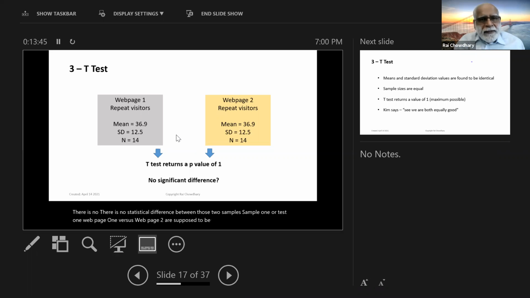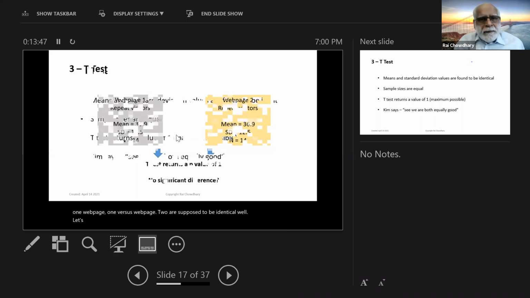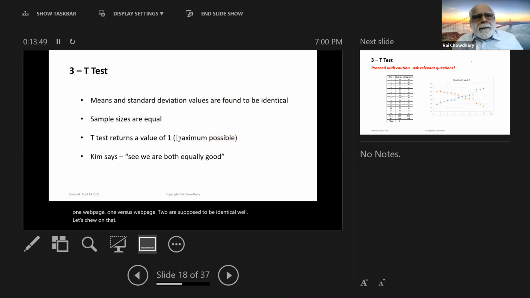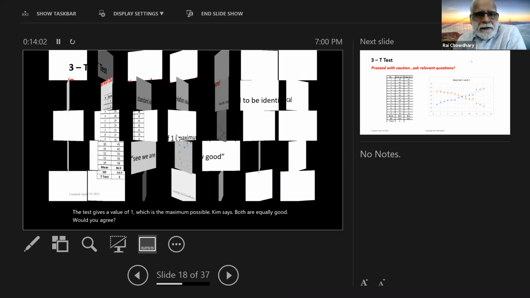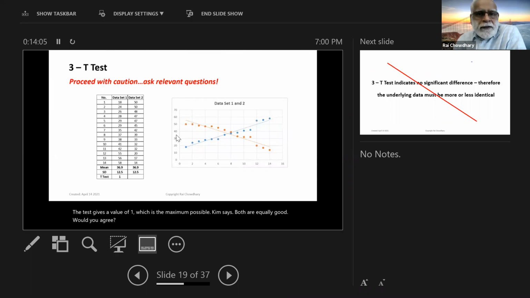Well, let's chew on that. T-test gives a value of 1, which is the maximum possible. Kim says both are equally good. Would you agree? This is what the data was. This is exactly what the data was telling you. They are totally different.